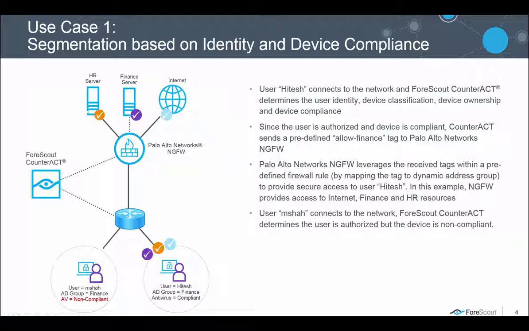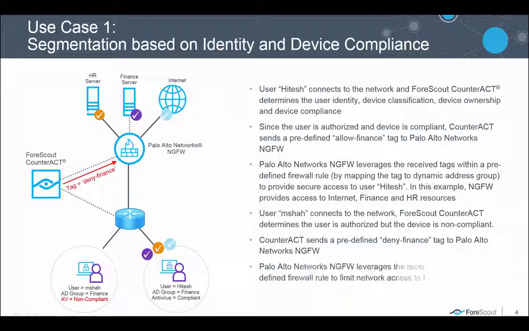Next, user MSHA connects to the network. ForeScout CounterACT determines the user is authorized, but the device is non-compliant. So CounterACT sends a predefined Deny Finance tag to the Next-Gen Firewall, which will limit network access to internet only. Alright?